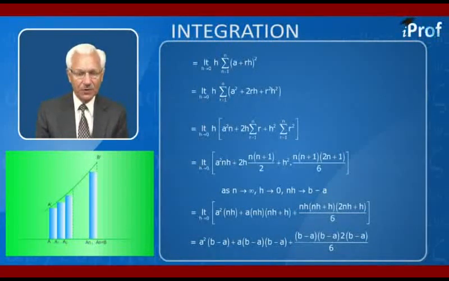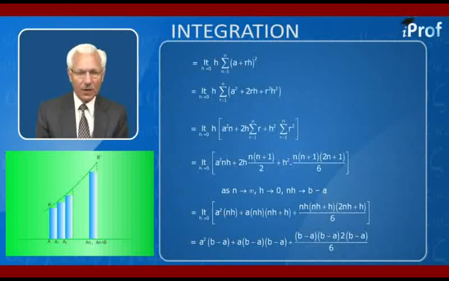As n tends to infinity, as I told you, h tends to 0, and h is equal to b minus a upon n. We get limit h tends to 0, a square times nh plus a times nh into (nh plus h) plus nh times (nh plus h) into (2nh plus h) upon 6. We have distributed h into the inside.